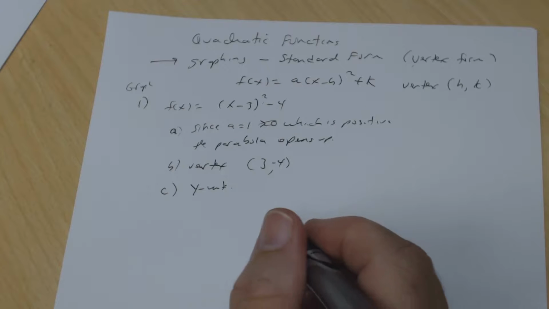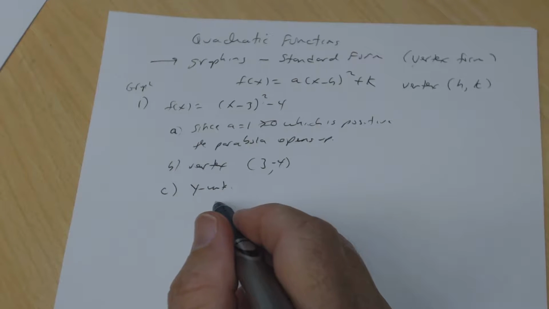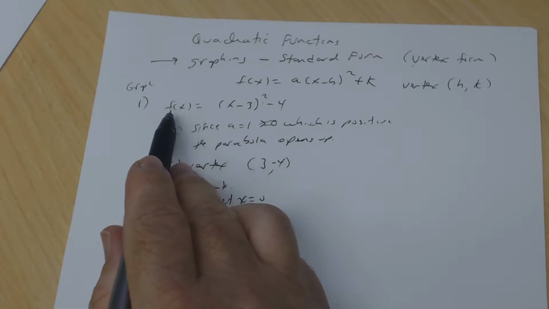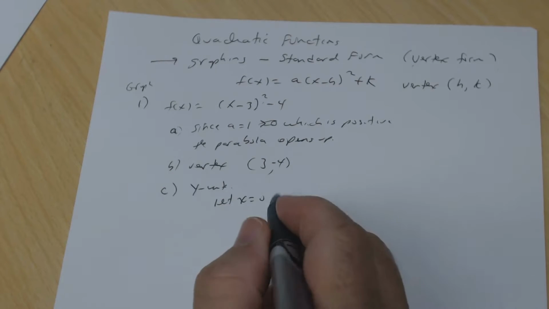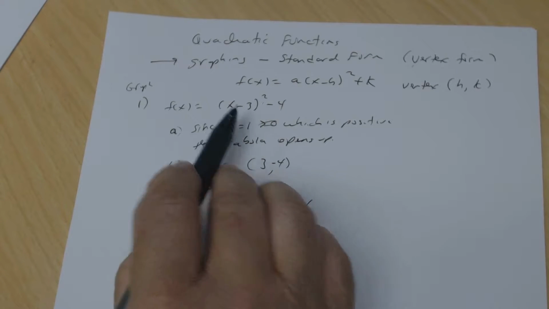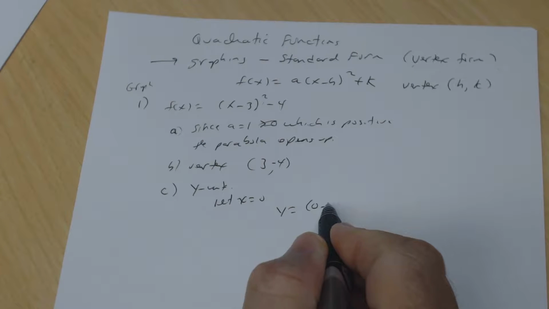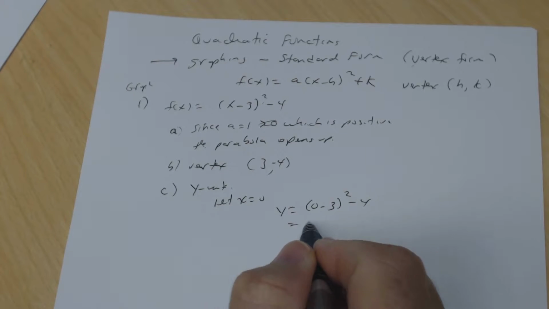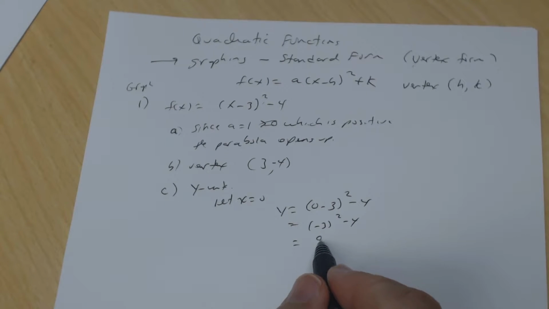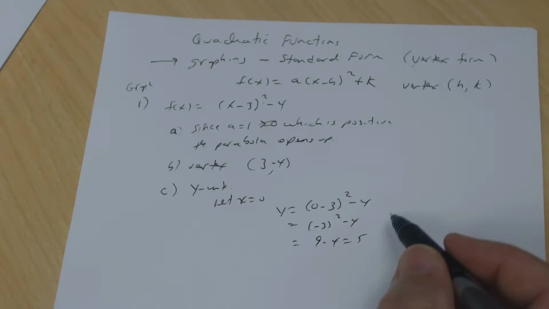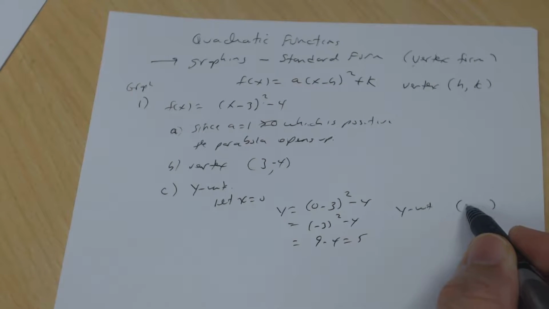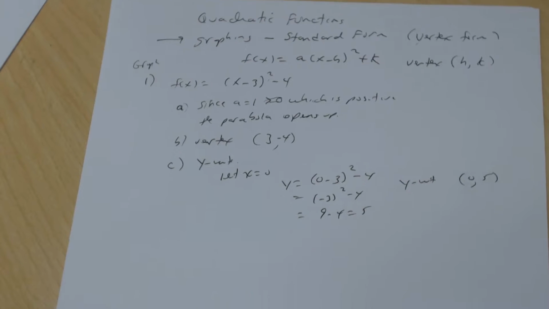Let's do the y-intercept. The y-intercept is always the easiest. To find the y-intercept, remember, you let x equal 0. So when x equals 0, f of x is y, so I'm going to get y equals (0 minus 3) squared minus 4. So that's negative 3 squared minus 4, and negative 3 squared is 9. 9 minus 4 is 5. So the y-intercept, as an ordered pair, is (0, 5).